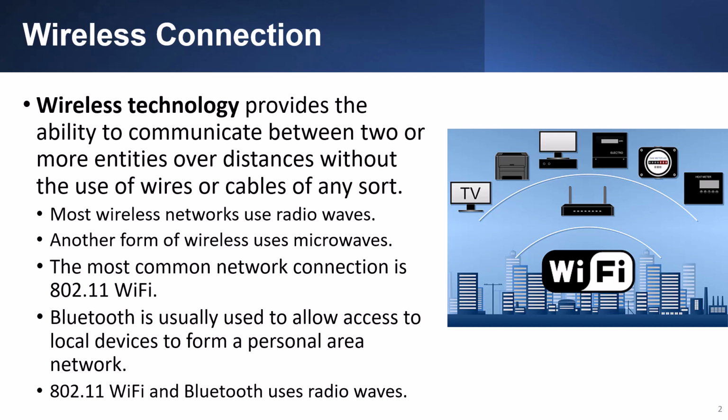Wireless technology provides the ability to communicate between two or more entities over distances without the use of wires or cables of any sort. Most wireless networks use radio waves. Another form of wireless uses microwaves. The most common network connection is the 802.11 Wi-Fi. Bluetooth is usually used to allow access to local devices that form a personal area network. 802.11 Wi-Fi and Bluetooth use radio waves.